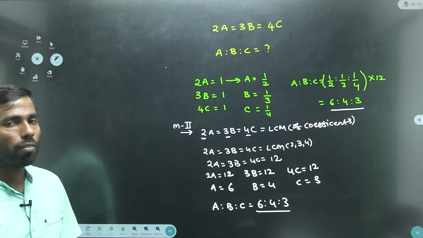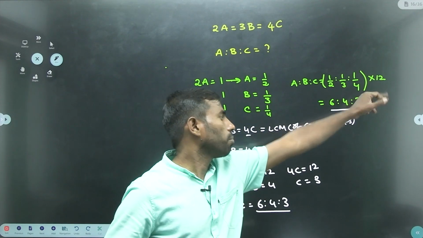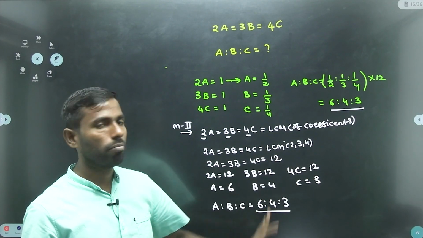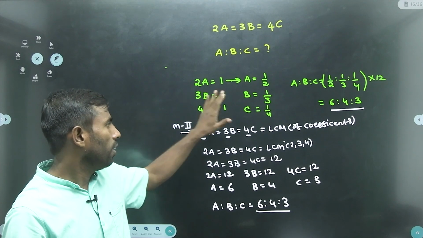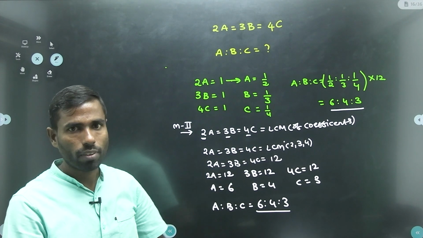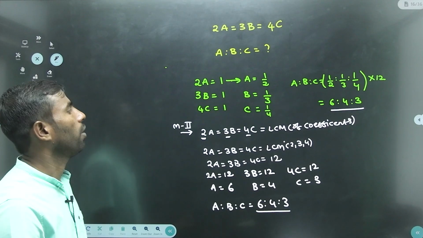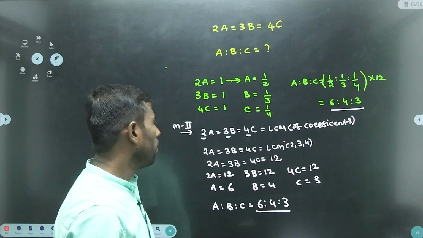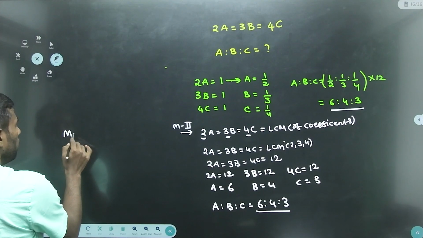So either make it equal to 1, or make it equal to the LCM of the coefficients. Because the LCM is 12, we take the same here. It's only a simplified form; nothing new, nothing different between these two. The simplification is different, that's it. Remaining all are the same. This is the basic idea. Mostly they use this method.